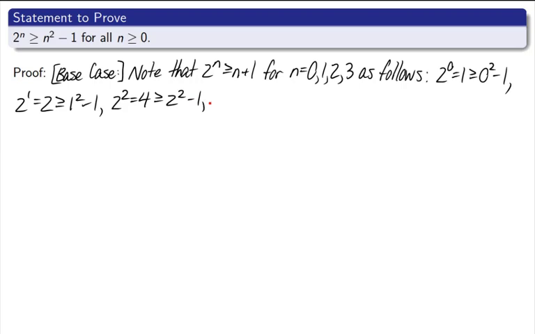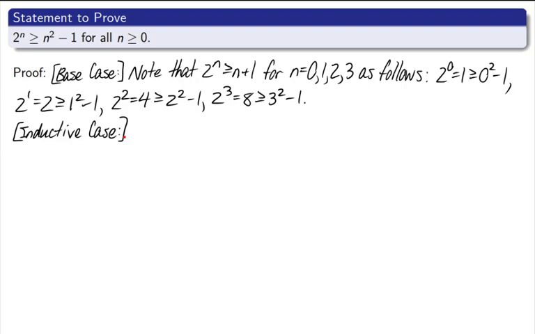And then finally, let's look at 2 cubed. Well, 2 cubed is 8, and that is greater than or equal to 3 squared minus 1, which would actually be 8 itself. So at this point the two are equal, but nevertheless greater than or equal to still holds. This finishes my base case. And while it's not clear yet why I did 0, 1, 2, and 3, that will become clear soon.